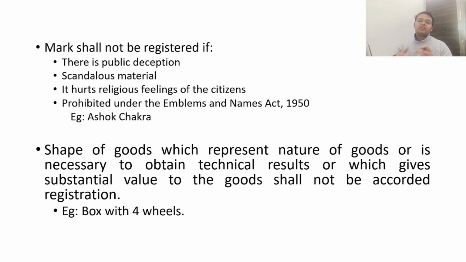Now, when we talk about section 9 clause 2, it also gives us 4 different categories of the mark which cannot be granted or which cannot be accorded a registration. First is that there is a public deception. If any of the mark is in such a way that it is going to deceive the public, then that would not be accorded a registration. Scandalous material will also not be granted a registration. Or if any of the mark hurts the religious sentiments, religious feelings, that could also not be granted registration. There have been instances earlier also that certain religious feelings have been hurt by the particular usage of a mark, so they have not been accorded a registration.